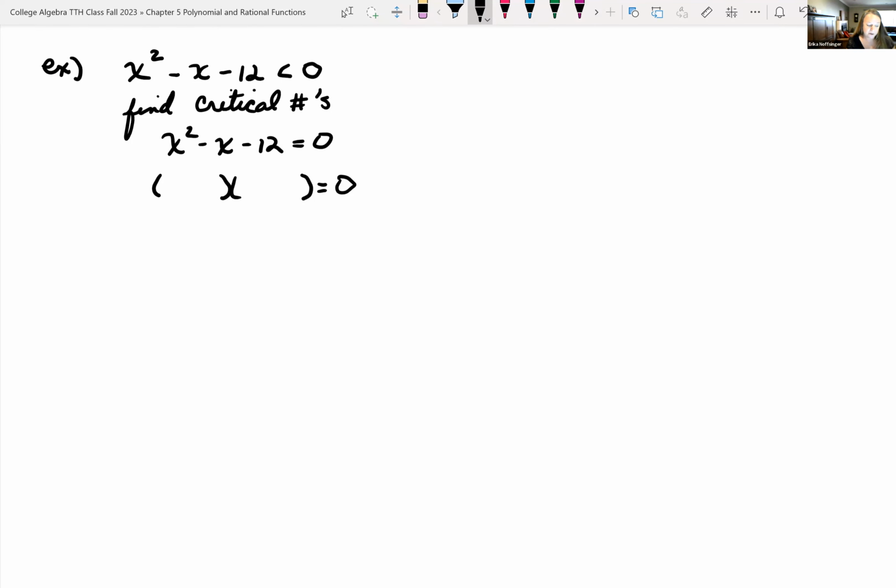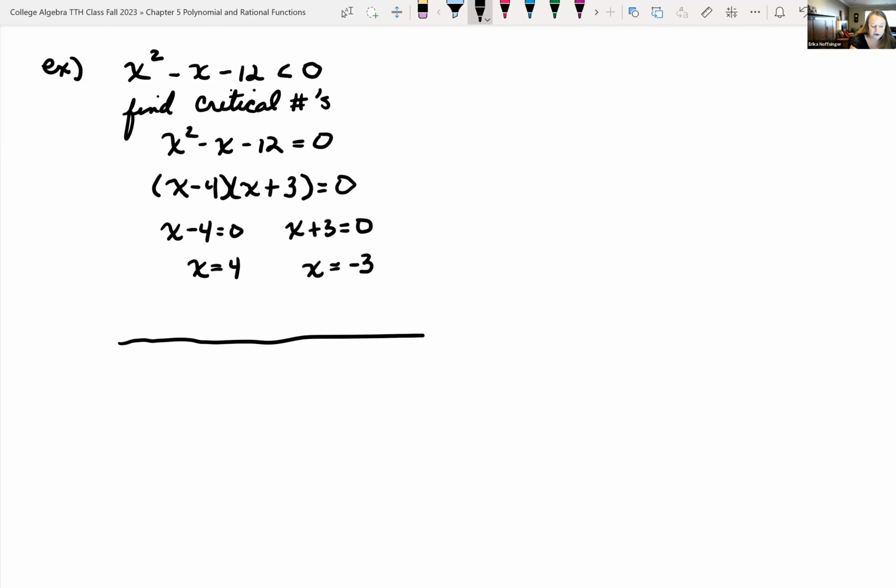So looking at the two numbers that multiply to -12 and add to -1, I notice I have -4 and +3 are those two numbers. And so x squared minus x minus 12 factors as the quantity x minus 4 times the quantity x plus 3, and then that's equal to 0. So setting each piece equal to 0, we're looking at when is x minus 4 equal to 0, and when is x plus 3 equal to 0. Solving for x in each case, this is when x is equal to 4, and this is when x is equal to -3. Okay, so those were the critical numbers.